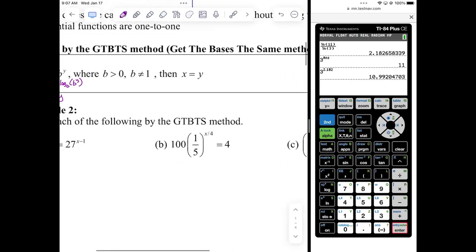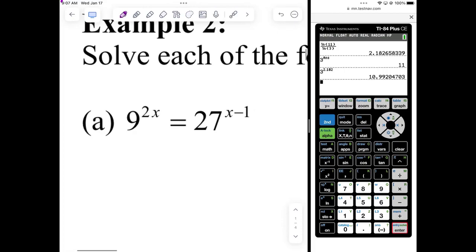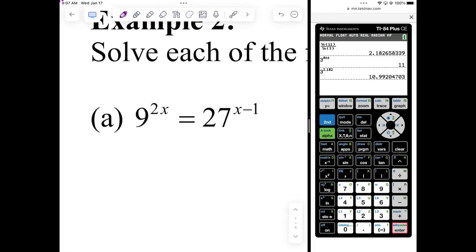Let's try it out. Solve each of the following by the GTBTS method. So, first of all, this is a conditional exponential equation. How do we know it's an exponential equation? There are exponents on both sides, but what's special about the exponents? The variable is in the exponent. There you go. When you have a variable in the exponent, you have yourself an exponential equation.